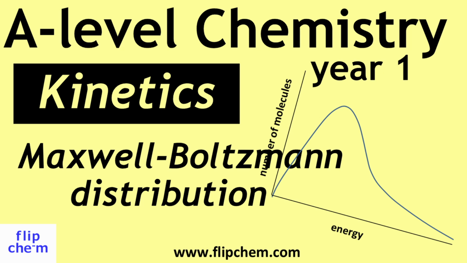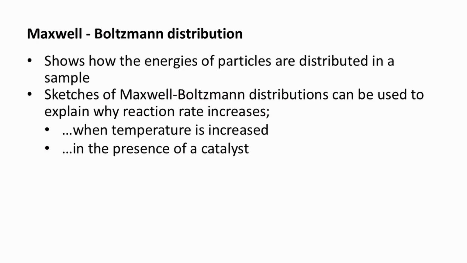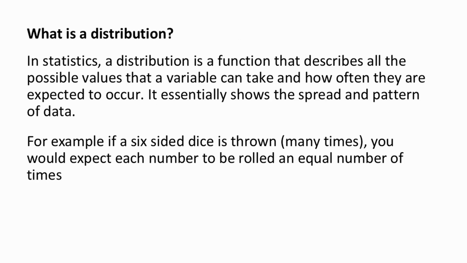Let's get started. The Maxwell-Boltzmann distribution shows how the energies of particles are distributed in a sample. Sketches of Maxwell-Boltzmann distributions can be used to explain why reaction rate increases when temperature is increased or in the presence of a catalyst. First of all, let's think about what a distribution is.